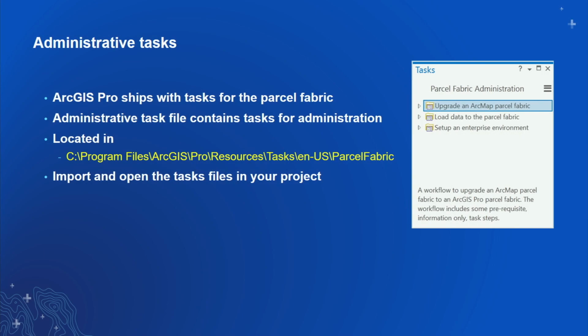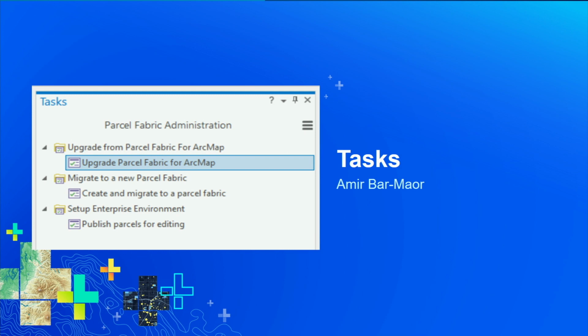Towards the end now, we just wanted to point out that Parcel Fabric in Pro does ship with built-in tasks. So you can go load those tasks from the resources folder. It does tell you where to find them. And these tasks will guide you through some of these administration workflows. In addition, all these workflows are documented in the help. So it's not just a task, but we do have them documented as well. Here's a screenshot of the task. Amir would show it once the data is published.